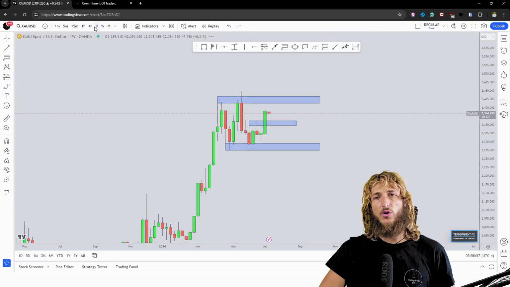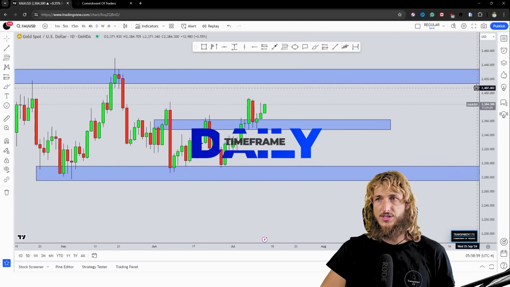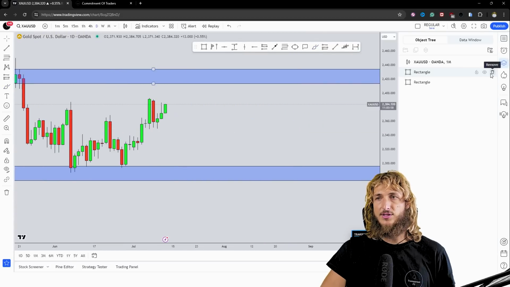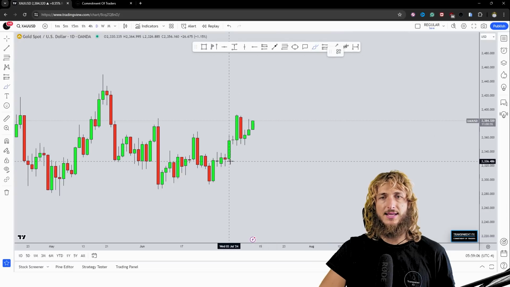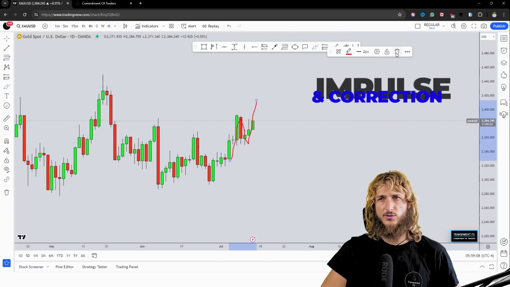Now, if we drop down on the daily time frame, what do we see? Well, from a daily perspective, the situation is quite clear. We have a market which is currently completing this daily impulse correction, an impulse pattern to the upside.